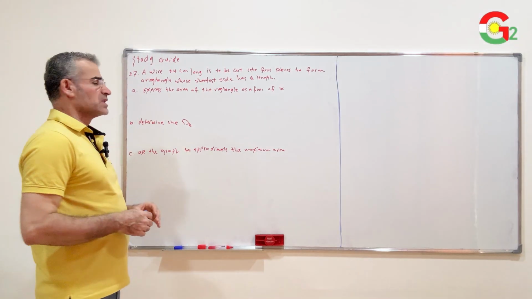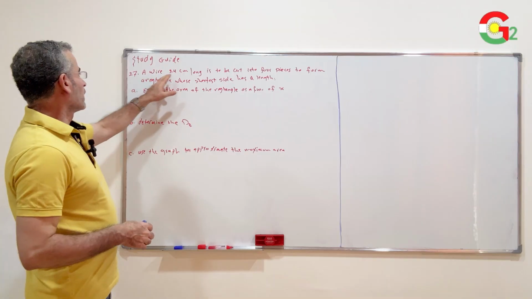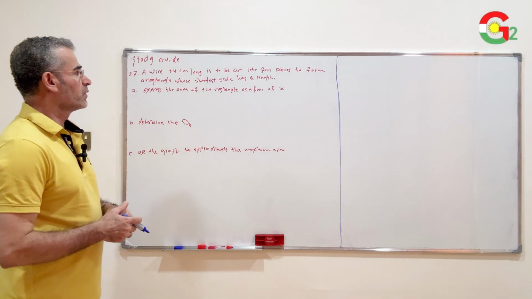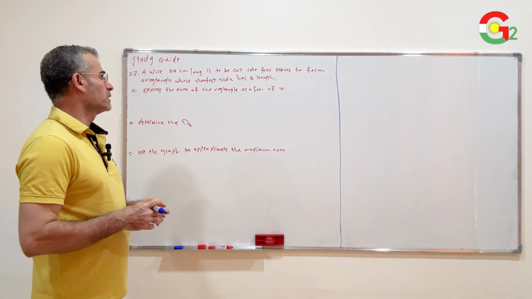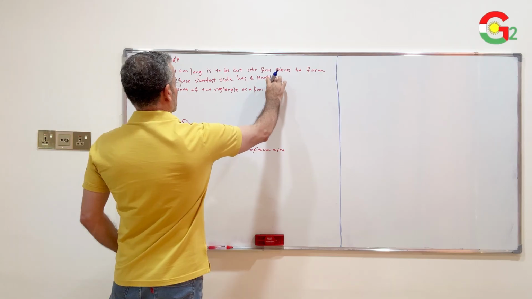Question number 27 from the study guide of chapter 1. A wire 24 centimeters long is to be cut into 4 pieces to form a rectangle whose shortest side has a length x.